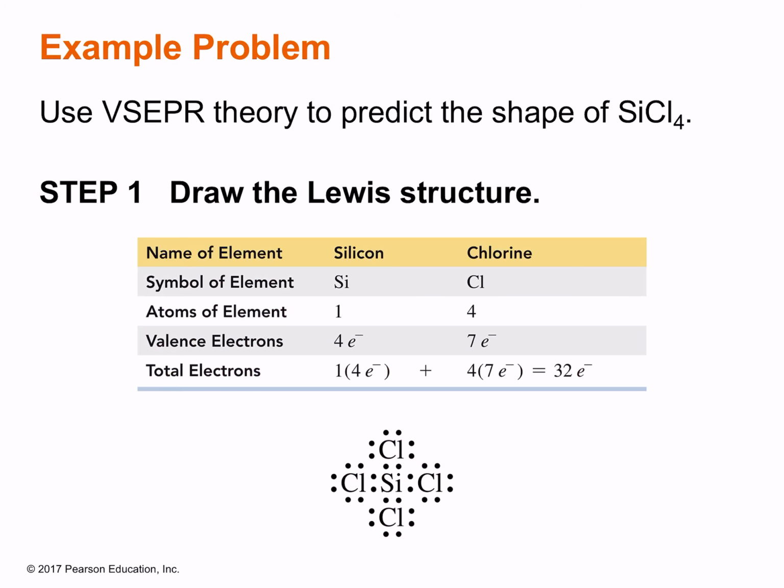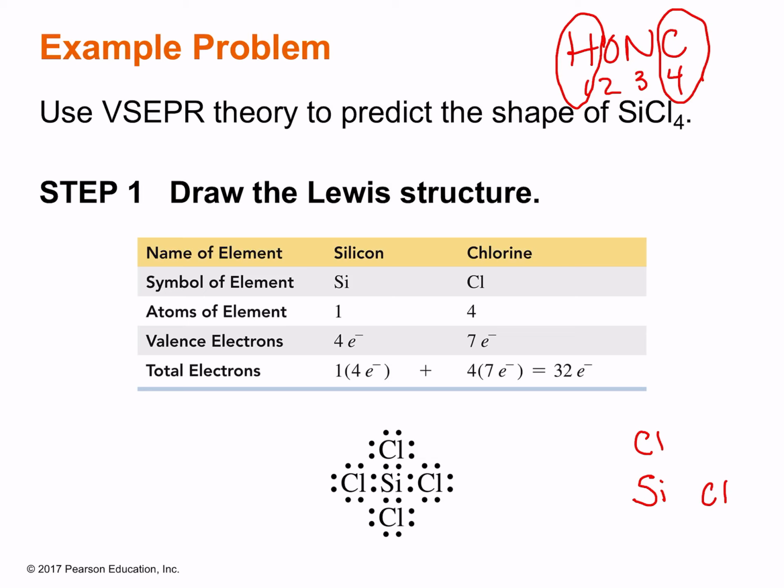So let's see how we might use that. This says, use VSEPR theory to predict the shape of silicon tetrachloride. The first thing you would always do is draw the Lewis structure. It's drawn down here, but I'm going to still go through and draw it how we've been talking about doing it. First, we look at the HONC rule. Silicon falls directly under carbon, so silicon makes 4 bonds. Chlorine is a halogen, which means it can only make 1 bond. So we put silicon in the middle because it can make the most bonds, and then we put our chlorines around the outside.